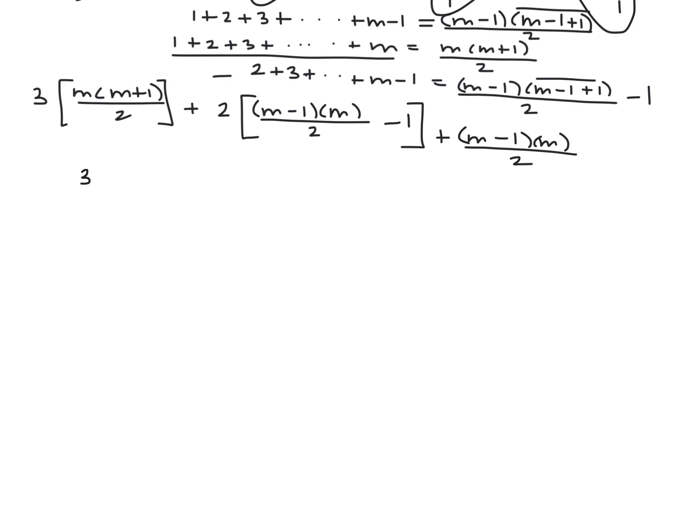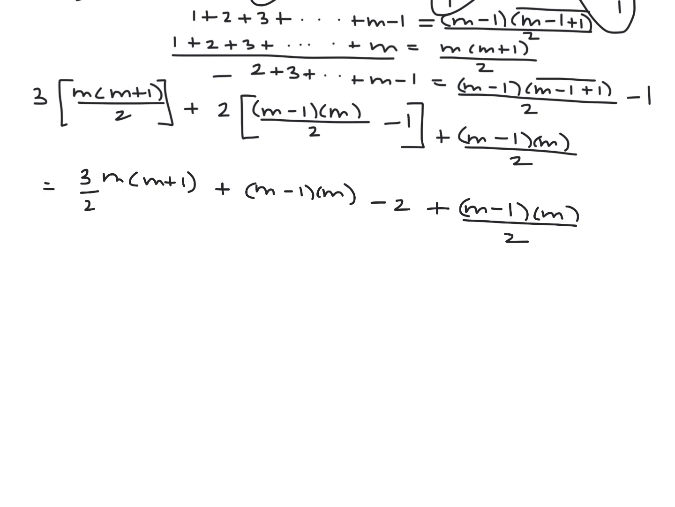Can I factor something? I don't know. Well, let's just work with this. 3m times (m plus 1) over 2. Let's put the 2 out there. Plus this looks like (m minus 1) times (m minus 2). And then this looks like m minus 1. Well, not much we can do here. So make sure you do the algebra correct. Okay, I think I did.